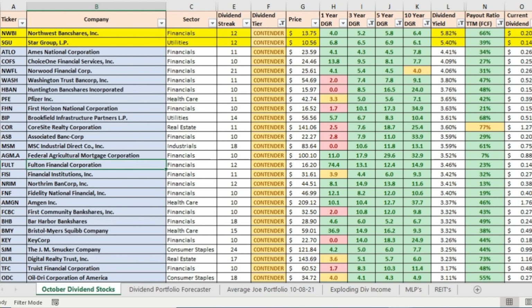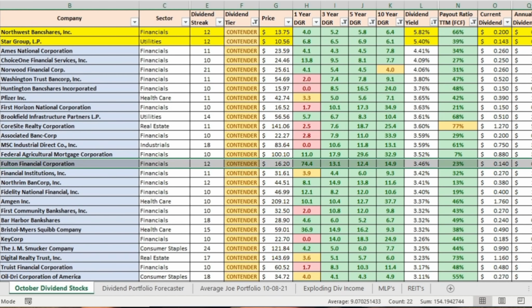Here's one that's interesting. Fulton Financial Corporation, dividend contender, 12 consecutive years of increases. You can see here that they massively increased their dividend over the 1-year growth rate, but their 3, 5, and 10-year growth rates are really great, 13, 12, and 14%, currently yielding 3.46%, and their payout ratio is only 23%.